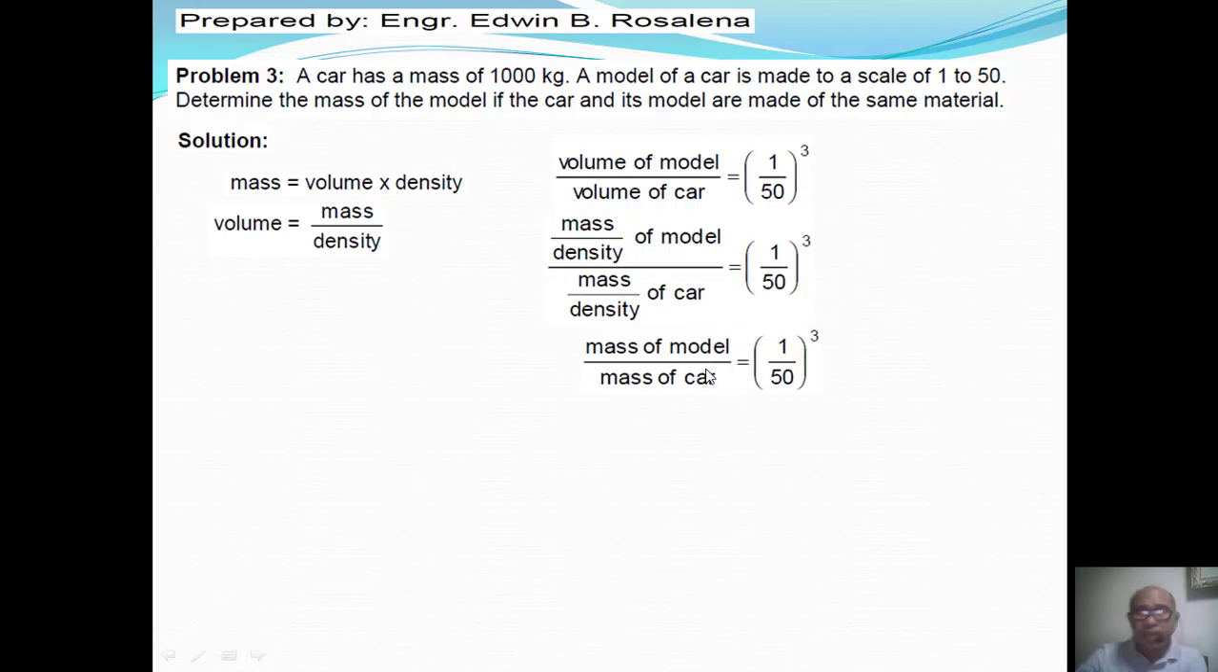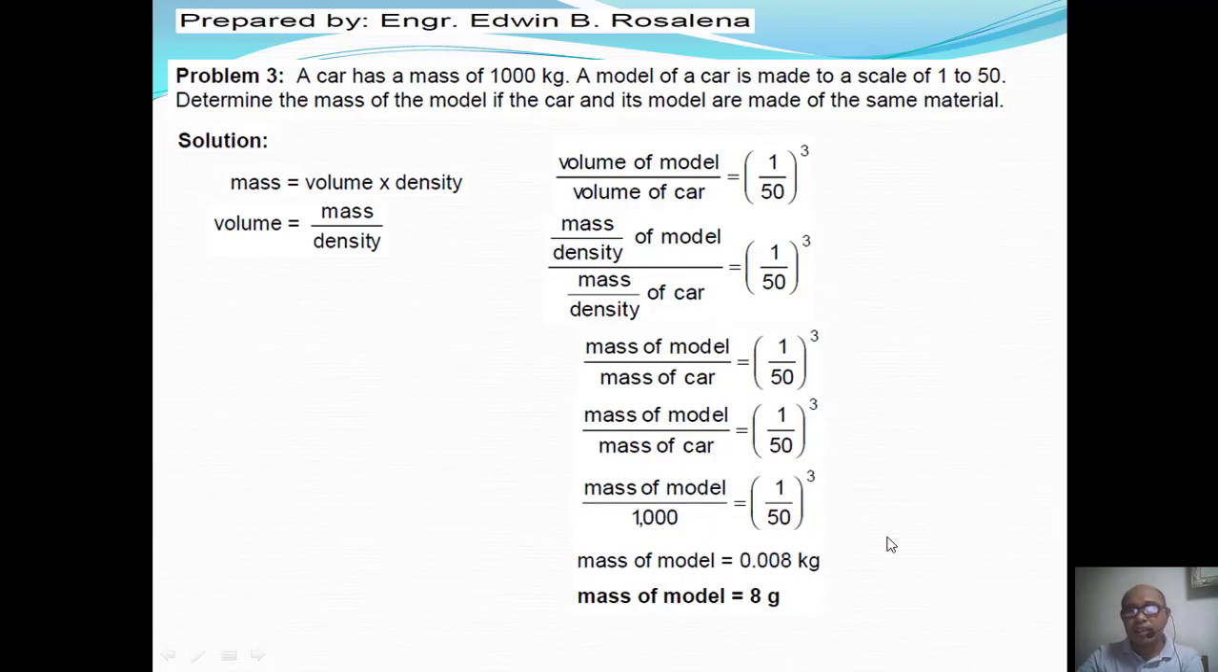So we have the mass of the model over the mass of the car equal to this. So the answer is this. The mass of the car is 1,000, so multiply by 0.008 kilograms, or express that in grams. So we have 8 grams. Okay, so that is similar solids.